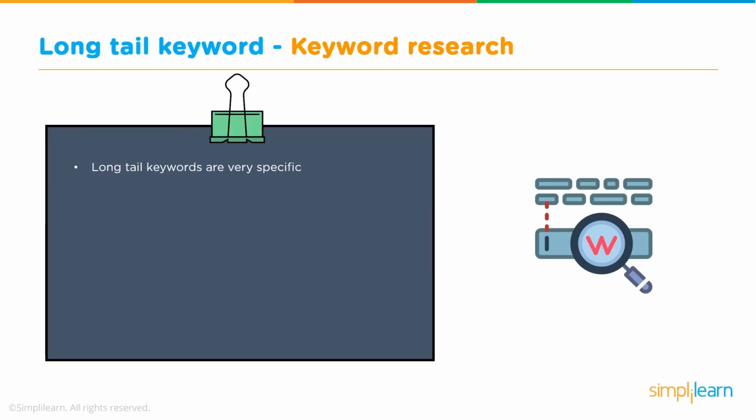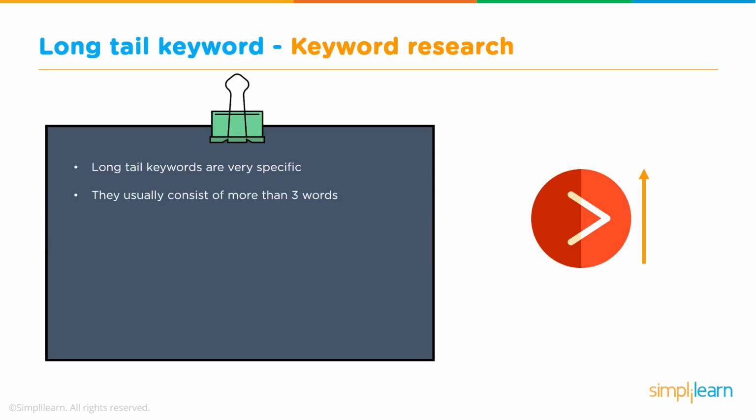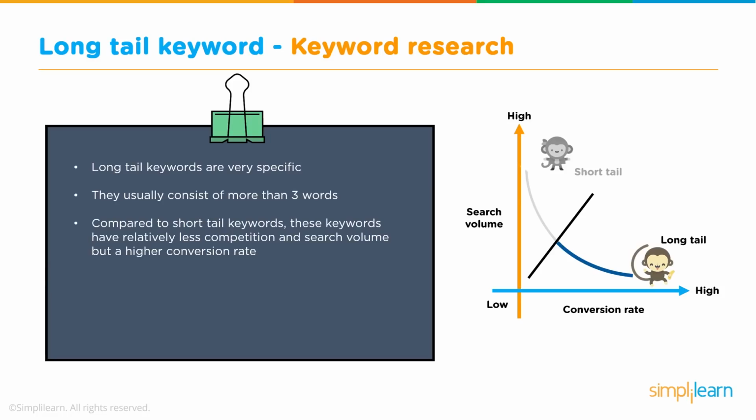Longer tail keywords are more specific. They usually consist of more than 3 keywords. So Italian restaurants is very generic. If we add a few more keywords to that keyword phrase, it then becomes longer tail. Compared to short-tail keywords, longer tail keywords are generally less competitive and the search volume is not as high.